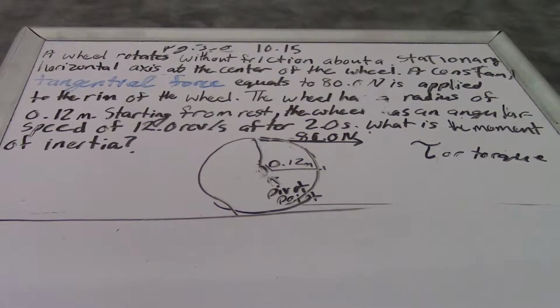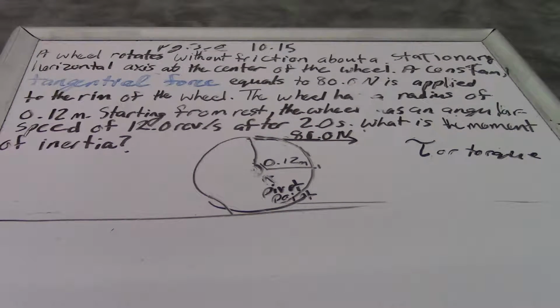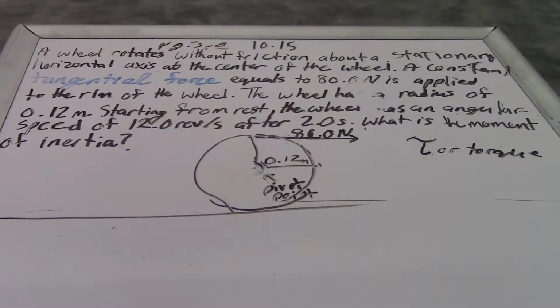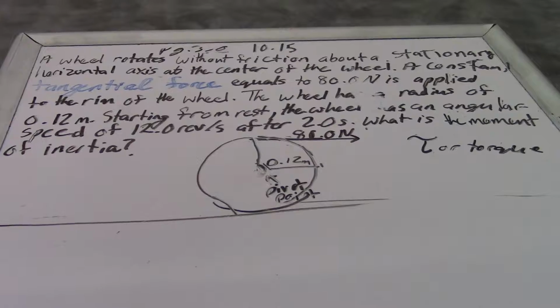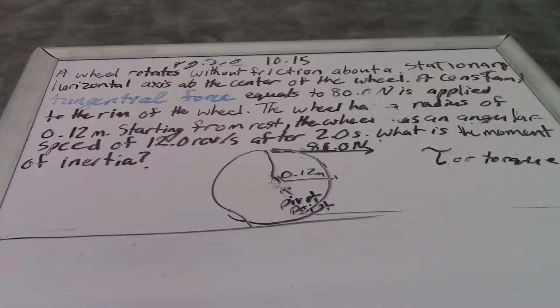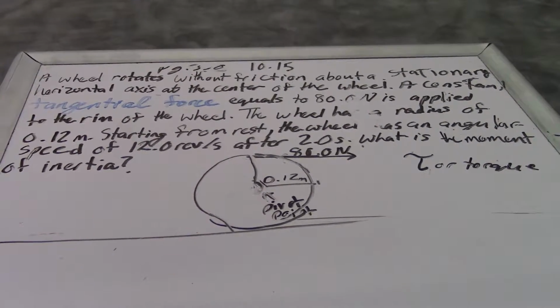This problem also said that our radius is going to be 0.12 meters, and it's initially going to start from rest, and after 2 seconds, the speed is going to be 12 revolutions per second. And it wants to know the inertia after 2 seconds. So what we're going to do is list what we already know.